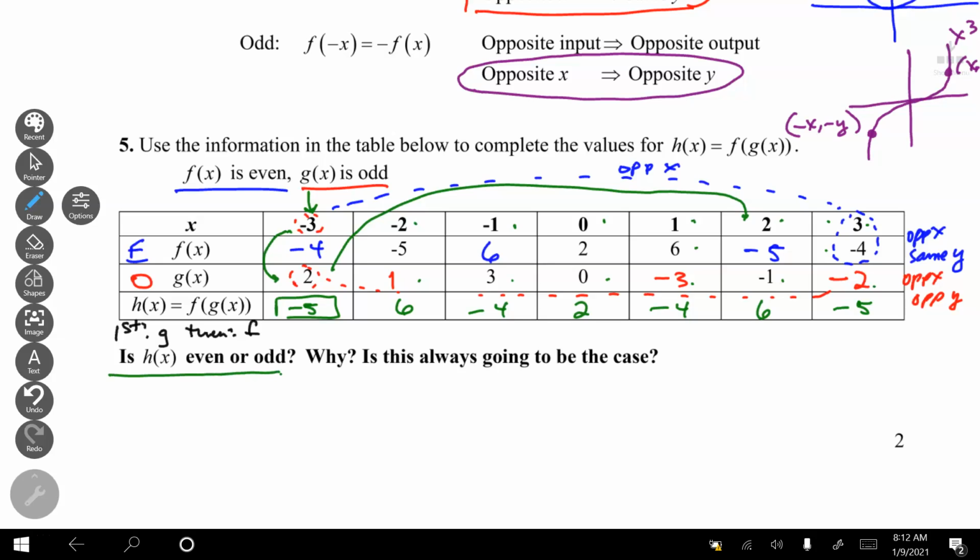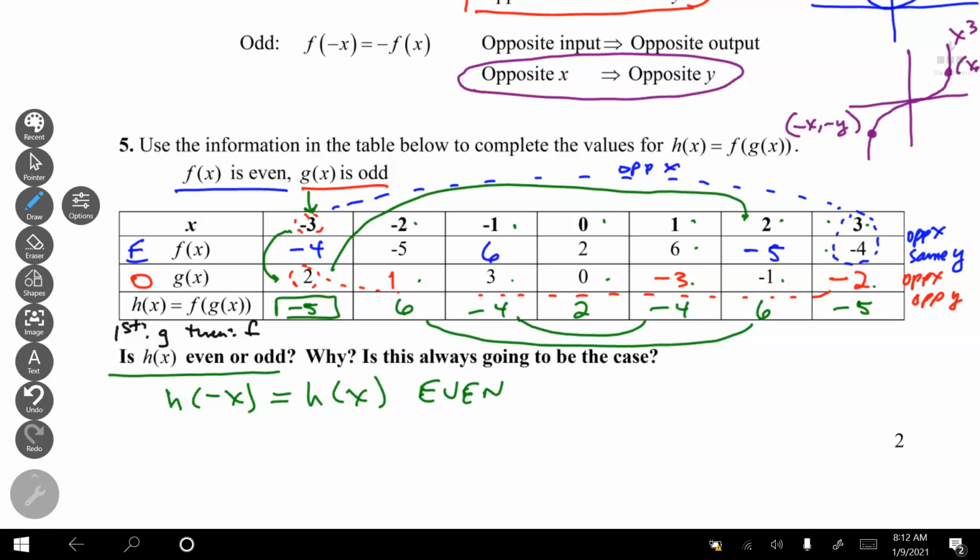So I have to ask myself, is h even, odd, or none of the above? Well, if I look carefully, I have a nice little symmetry going on, that my h of -x is equal to the h of x. Therefore, it is even. Is this always going to be the case?